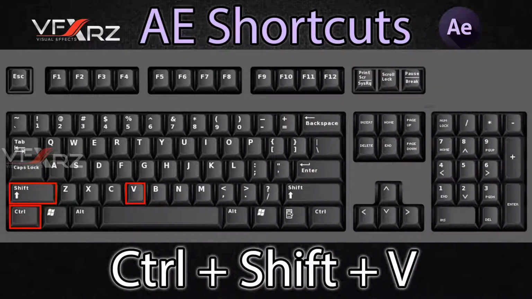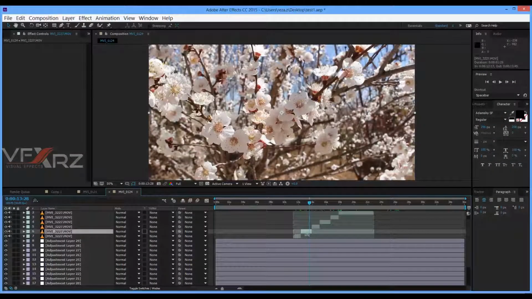Okay, next is Ctrl Shift V. When you press that, you can show just this selected layer. Other layers will be hidden. When you press that, as you can see, just this layer is showing.